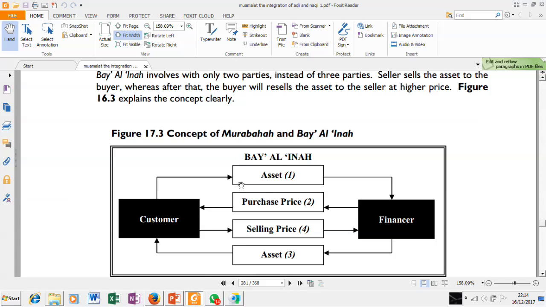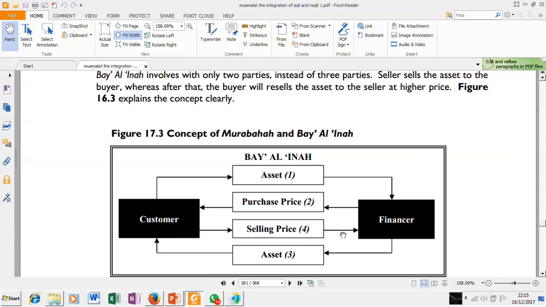Okay, for example here, now let's look at here. This is the financial, this is the customer. So the first step is that the customer will sell the asset to the financial, and then the financial will pay the purchase price to the customer, and then the customer will buy the asset back at a lower price. Normally it's lower. The financial will sell the asset to the customer, and the customer will pay the selling price.